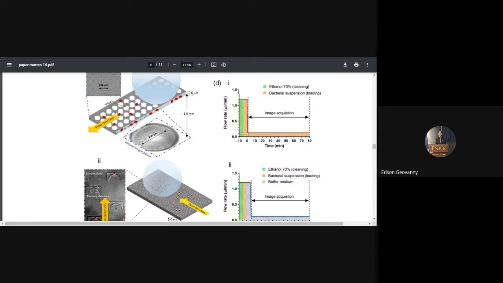A constant flow rate of 0.12 microliters per minute is injected to prevent the escape of bacteria confined to immobilization sites during imaging for 80 minutes. In conclusion, the low magnification system may be suitable for a cost-effective portable system for on-site analysis. Thanks.